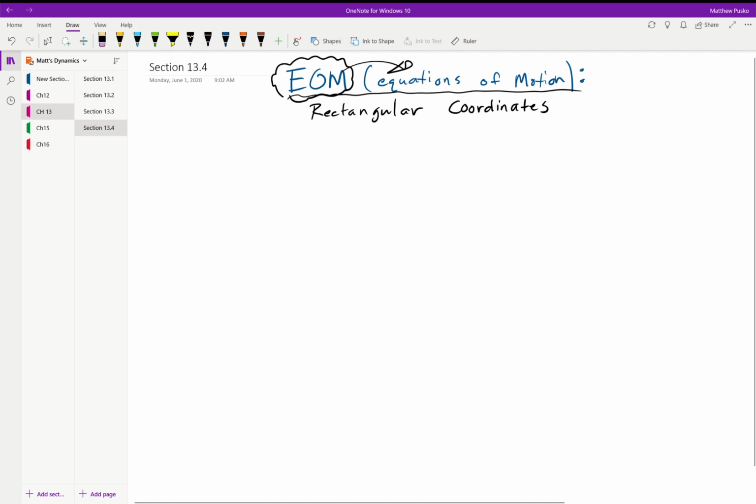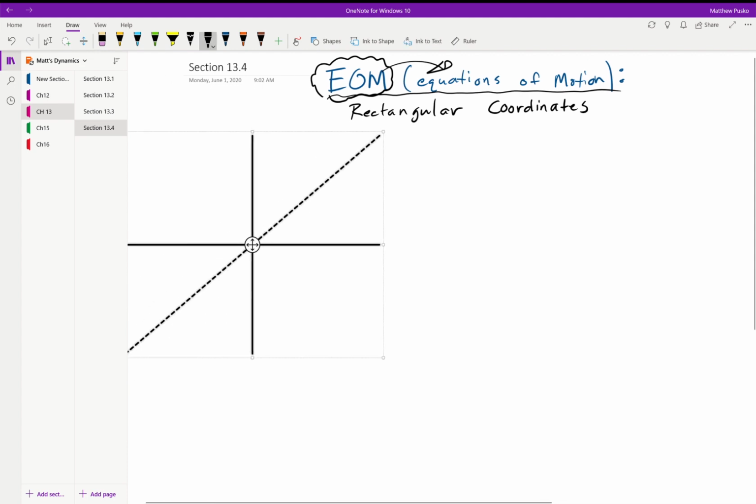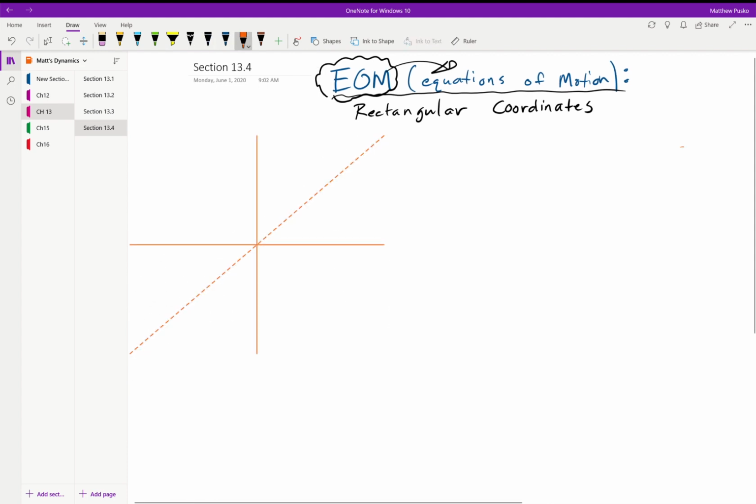So let me go ahead and make a coordinate system real quick. And let's say we have some path. There's some particle on the path. We can describe its position like so. And it would have some y coordinate, some x coordinate, and some z height.